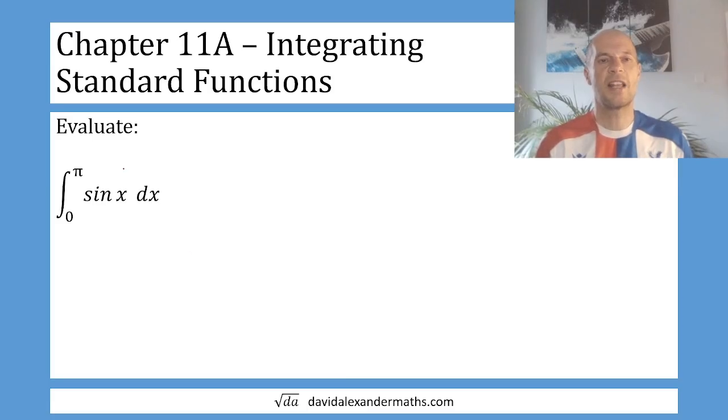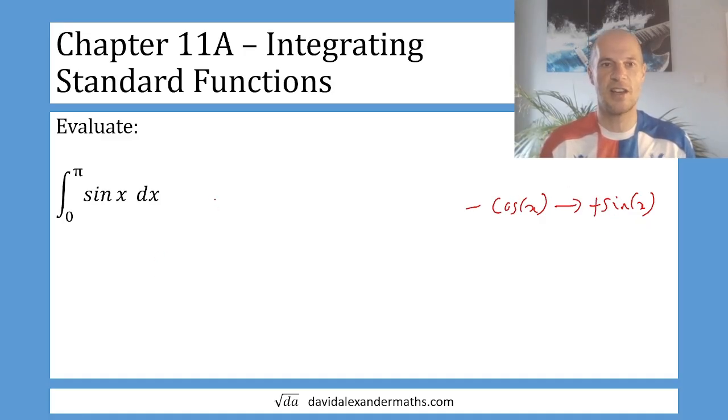Okay, so here we're evaluating a trig function, so we're integrating the sine of x. So I know that the cos of x differentiates to minus sine x, so what that means is that minus cos x differentiates to positive sine x. So the integral of positive sine x is negative cos x. So that is going to be minus the cos of x between the limits of pi and 0.